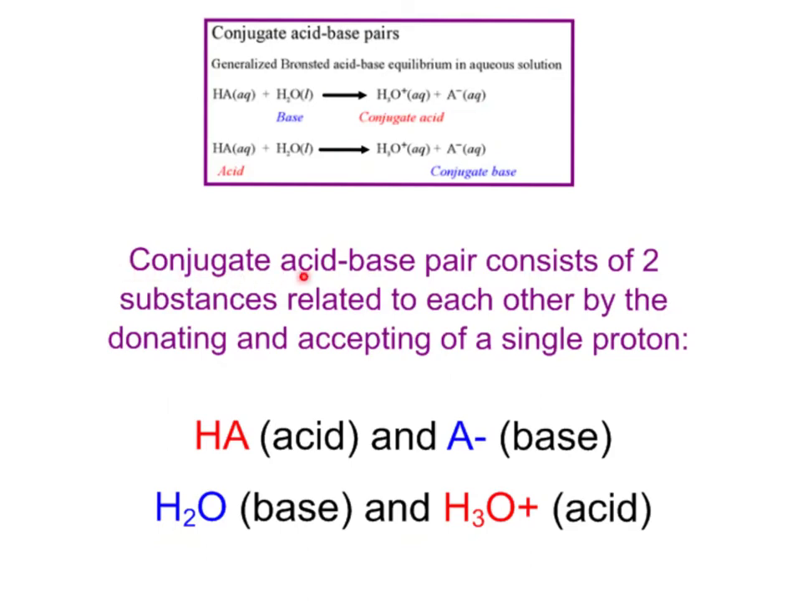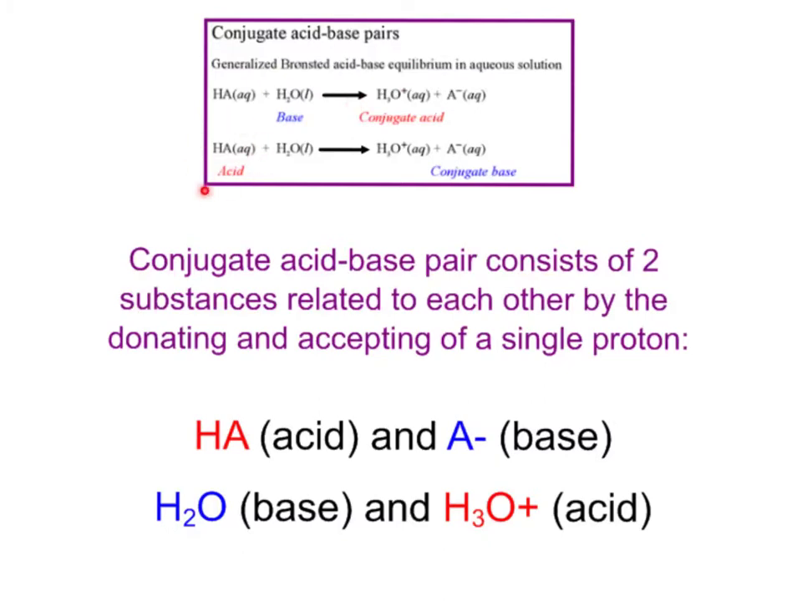So the conjugate acid-base pair consists of two substances that are related to each other by the donating and the accepting of a single proton. So if we look first at the base, water's a base because it is accepting a proton. When we go from here to here, water accepts a proton. So water is considered a base, and this hydronium ion is its conjugate acid.